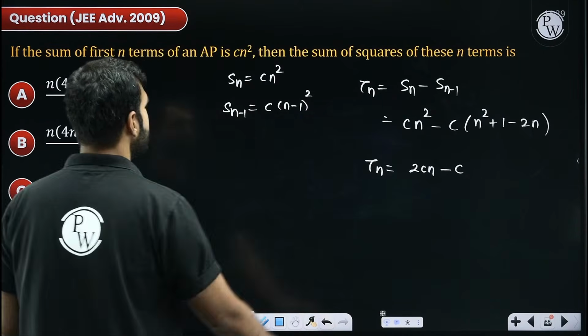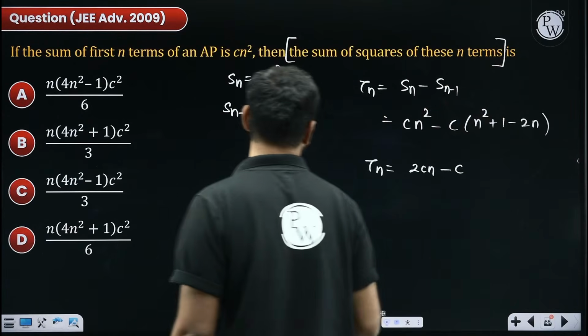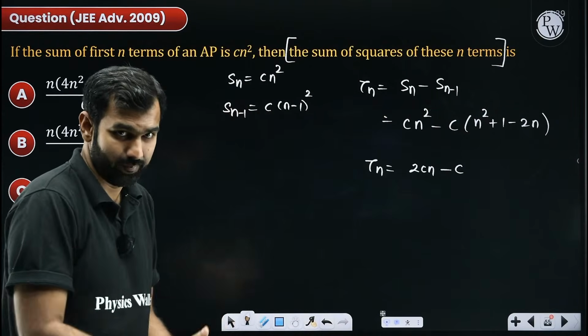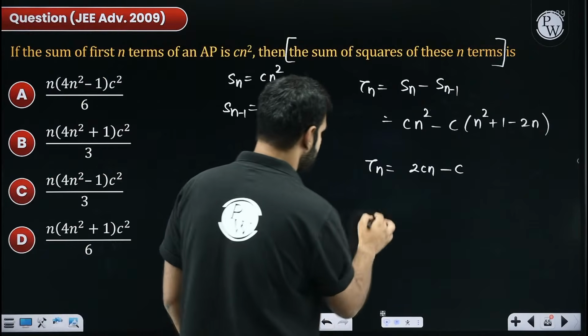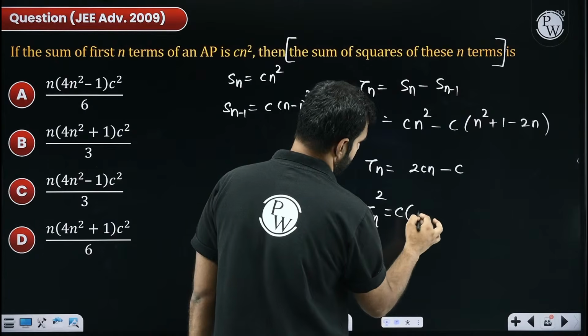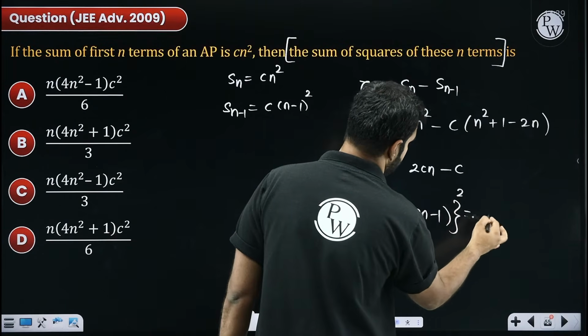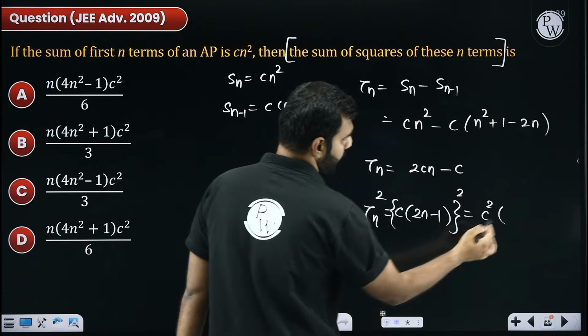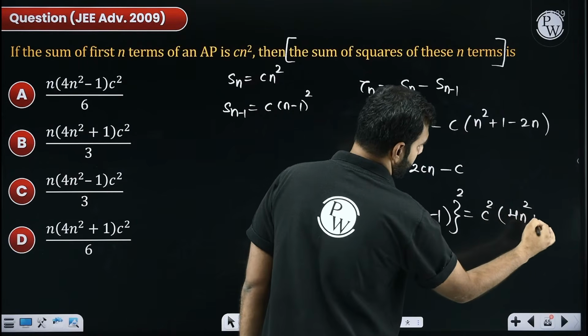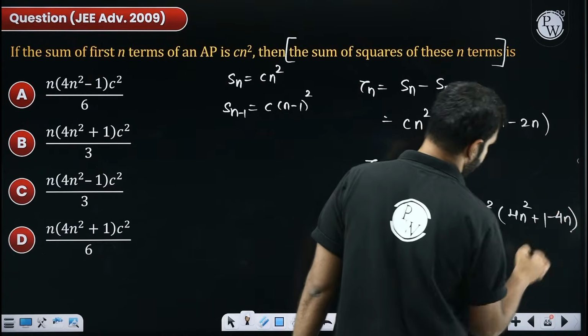Now what are we asked? The sum of the squares of these n terms. So this is the nth term, and the square of this nth term will be, taking C common, C times (2n minus 1) whole square. So this becomes C square times (4n square plus 1 minus 4n). Correct me if I'm wrong.